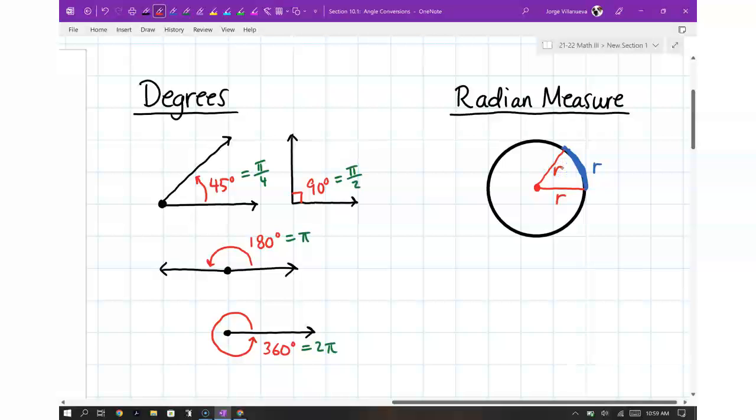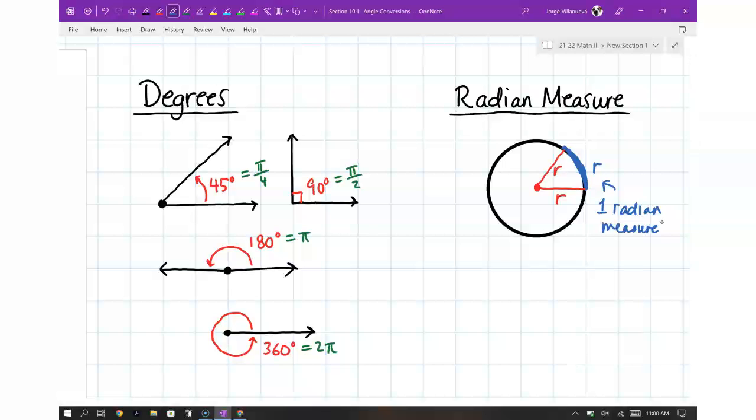That little blue curve that I created by using my radius, but bending it into the shape of the circle, is called 1 radian measure. So a radian is the same distance as a radius. It's one distance on a circle that measures the length of the radius. It's this curve that measures the length of the radius.